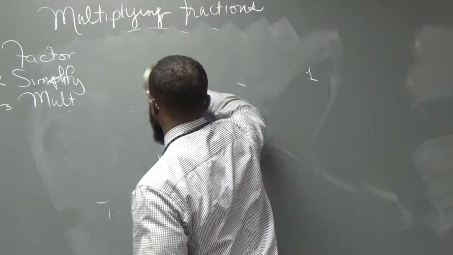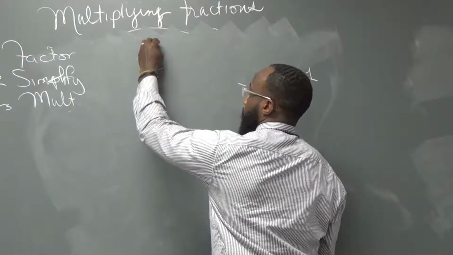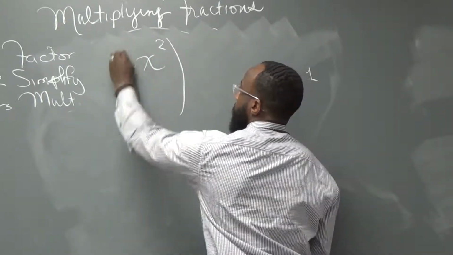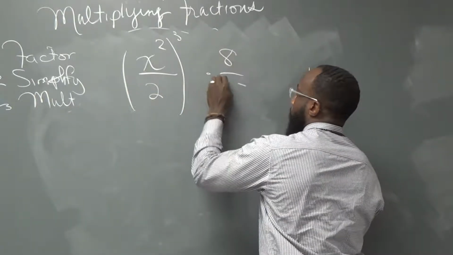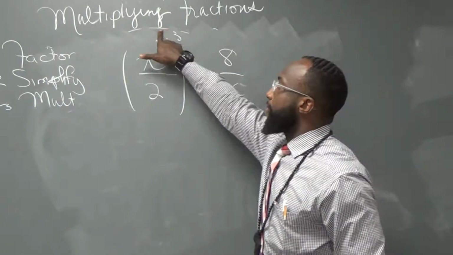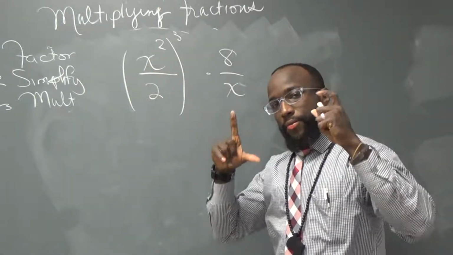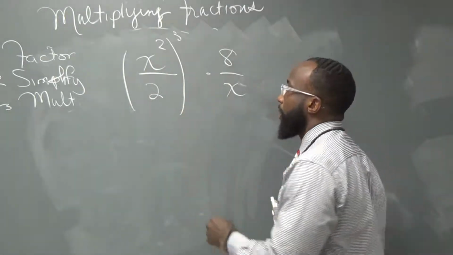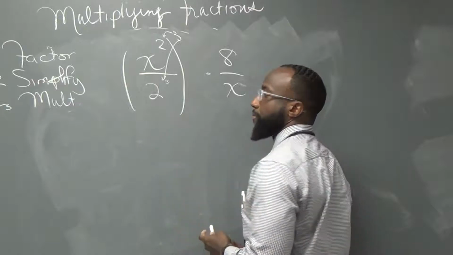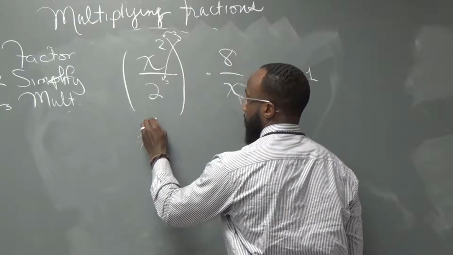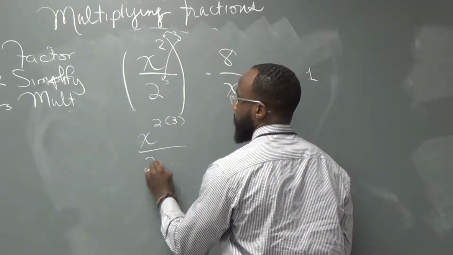This next problem, you have to rewrite it, or you have to distribute some things. So this is x squared to the third power all over 2 times 8 over x. Now, whenever you see a fraction in parentheses raised to a power, that means you have to raise both the numerator and the denominator to the third power. So you essentially have x squared to the third and 2 to the third.